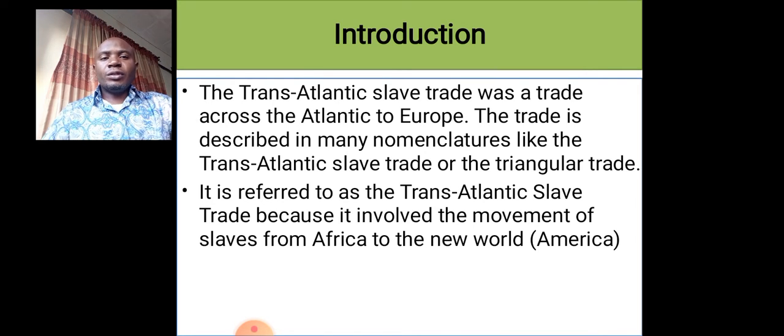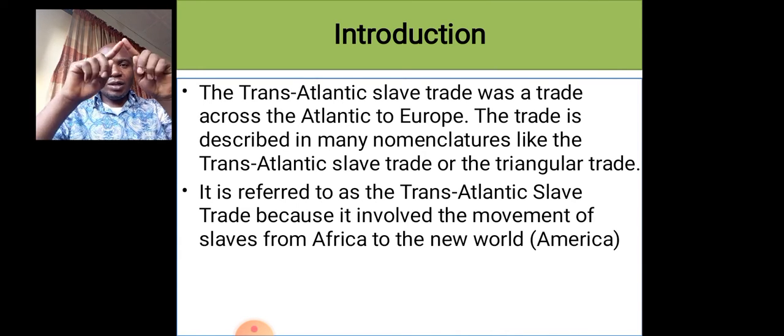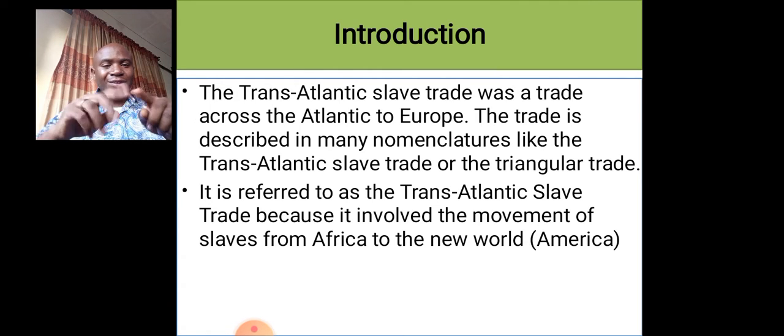So, as a form of introduction, the transatlantic slave trade was a trade across the Atlantic Ocean to Europe. So the trade is described in many nomenclatures. That means the trade has so many names. Names like the transatlantic slave trade or the triangular trade. That's interesting. The triangular trade.